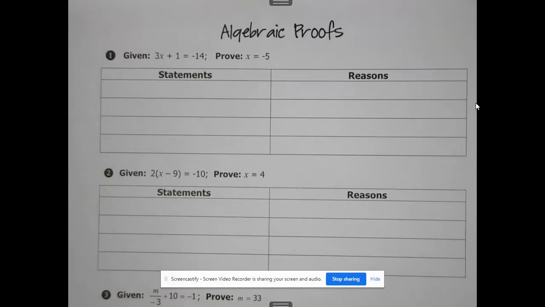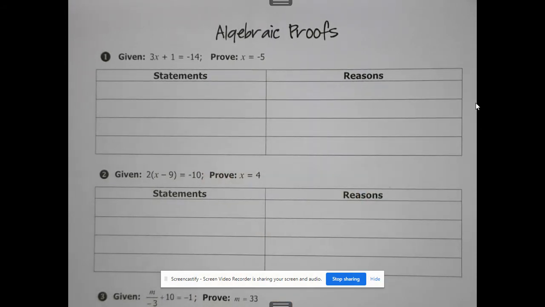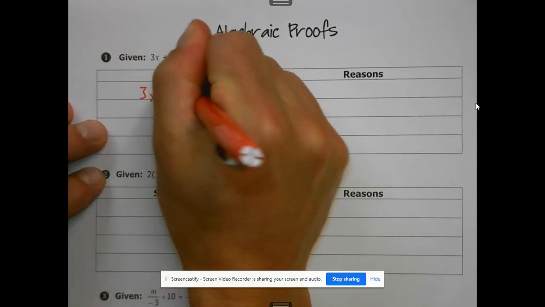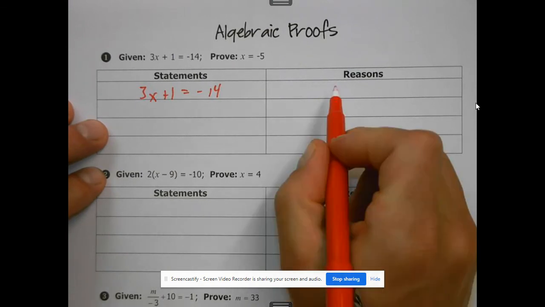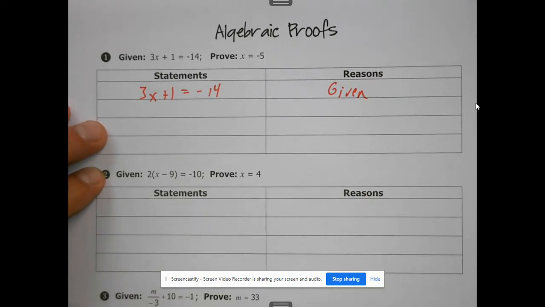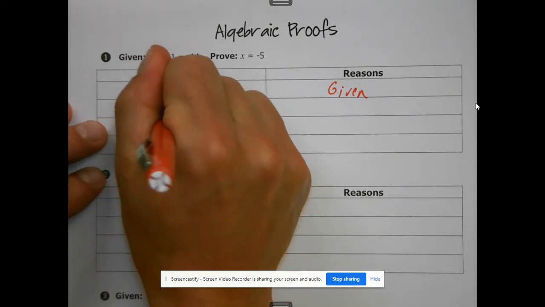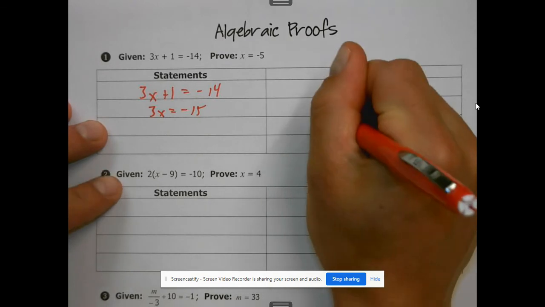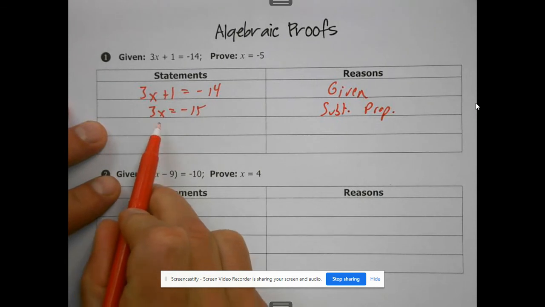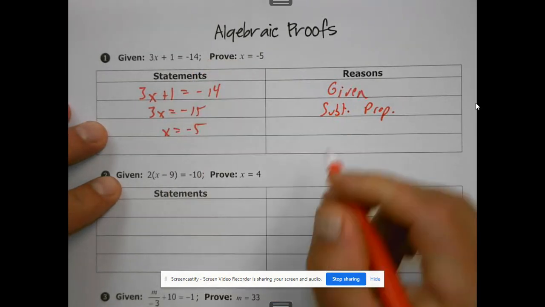So this time, we got to actually do the work ourselves. They don't give us the statements. We got to fill in statements, and we got to fill in the reasons here. All right. First statement is what we're given. 3x plus 1 equals -14. The first reason is always, always, always going to be given to us. First step, I'm going to subtract 1 from both sides. So 3x is -15. That was subtraction property. Last step, divide both sides by 3. X equals -5. That is your division property.